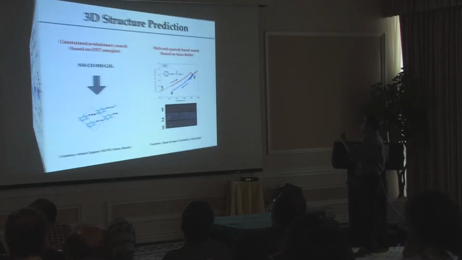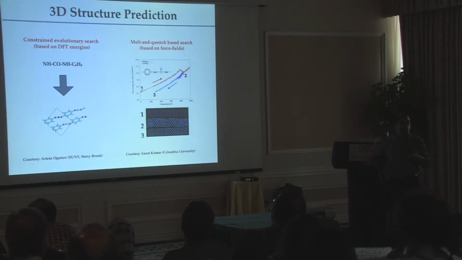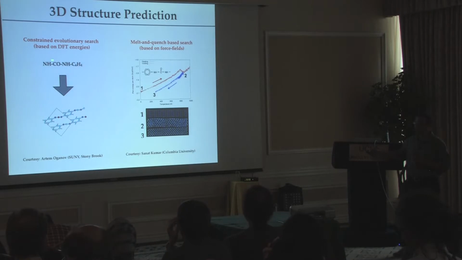Before that, we need to predict the three-dimensional structure. One approach that we used is a modified version of the USPEX code from Artem Oganov's group at Stony Brook, and his postdoc is actually in the audience somewhere. We used a modified version of the code where we can preserve the connectivity of the fragments, the blocks, in order to predict the three-dimensional structure.